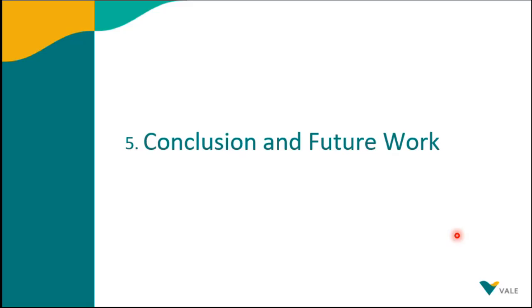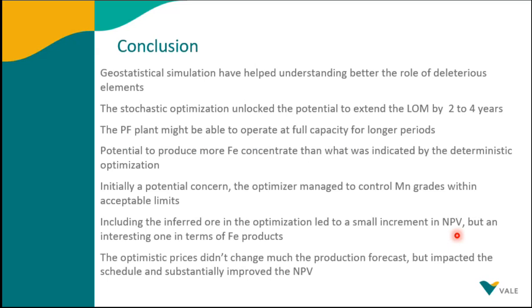So now moving to the conclusions. Here we generated simulations to help us understand the role of especially the deleterious elements in the deposits, which was more critical to this project. And we saw that the stochastic optimization was able to unlock value by extending the life of mine by 2 or 4 years, depending on the materials that we are feeding the processor. And we were able to run the pellet feed plant at full capacity for longer, which generated the potential to produce more concentrate. What was initially a potential concern related to manganese, we were able to maintain at acceptable limits and postpone risk to later periods.